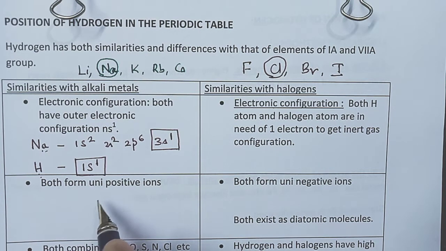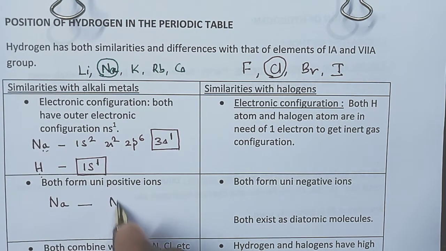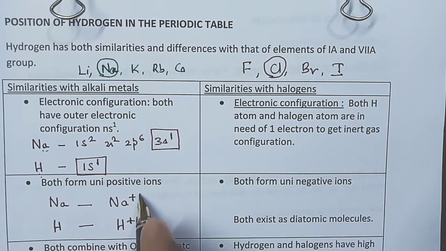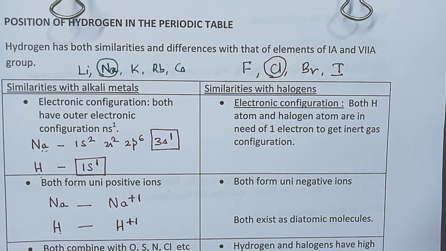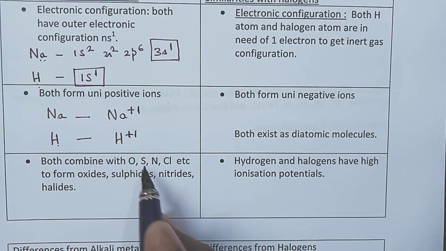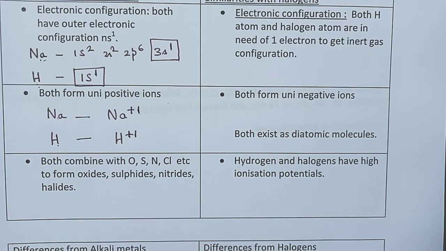Now let us discuss the second point. Both form unipositive ions. For example, you know that sodium forms Na+ ion. Hydrogen also can form H+ ion. Therefore, both alkali metals and hydrogen are able to form unipositive ions. Next, both combine with oxygen, sulfur, nitrogen and chlorine to form oxides, sulfides, nitrides, halides.